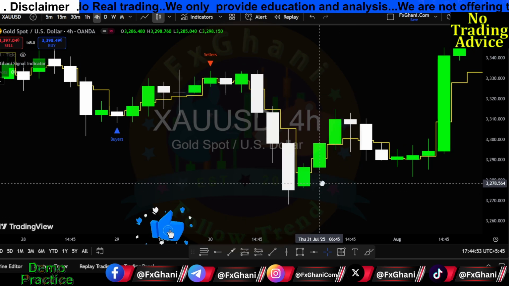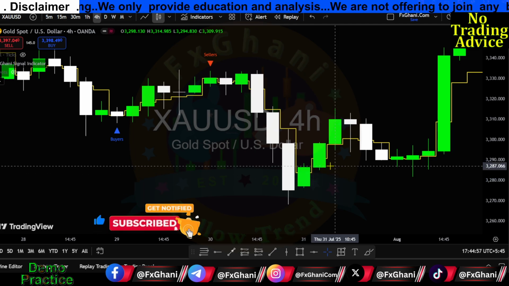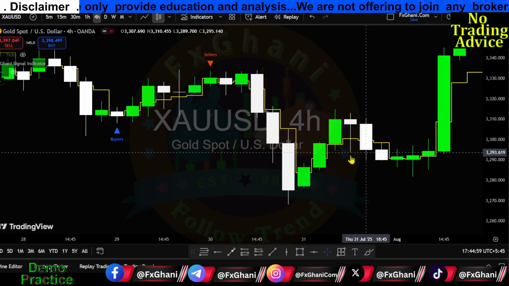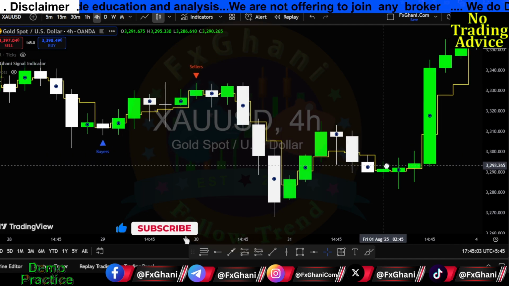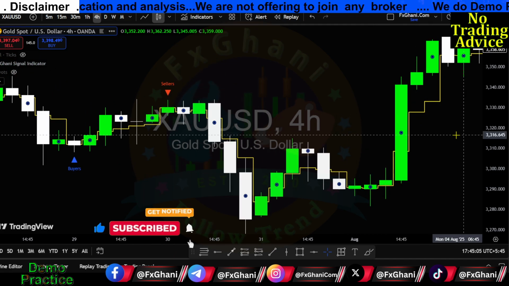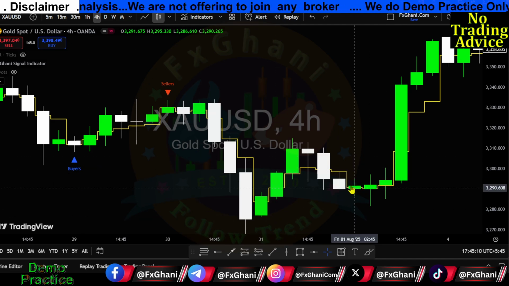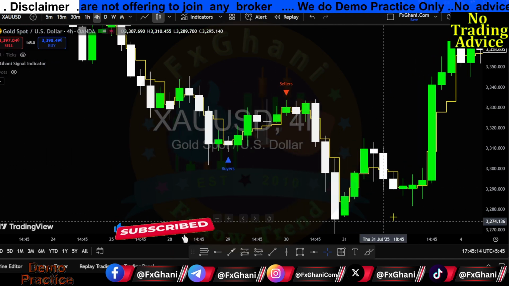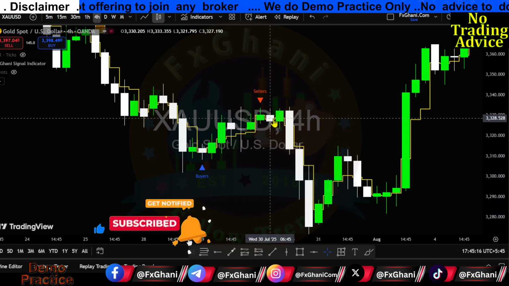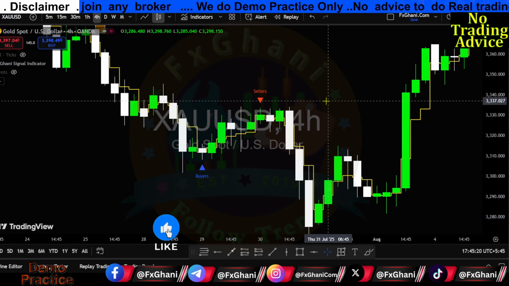But now you can see we close our sell trade 90%, and you can see prices go upward, but we never open any new trade. Okay, now you can see prices go upward without any green arrow, without any blue arrow. Okay, and we never open any buy trade. But this one is our recent signal.